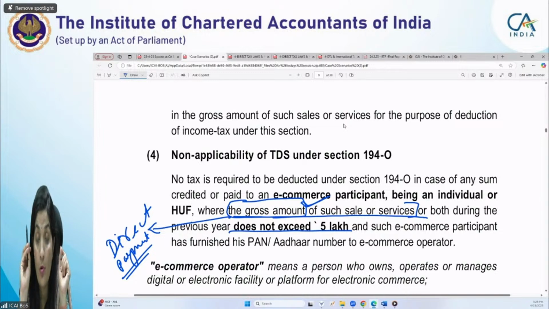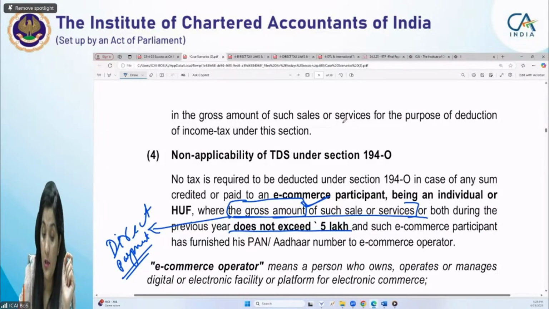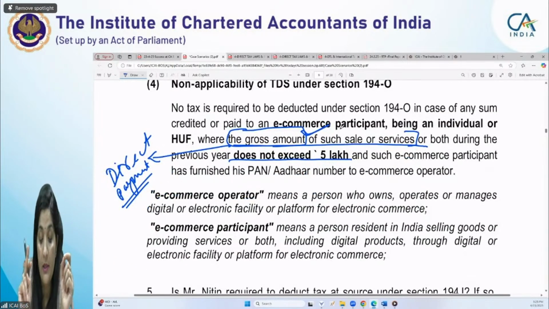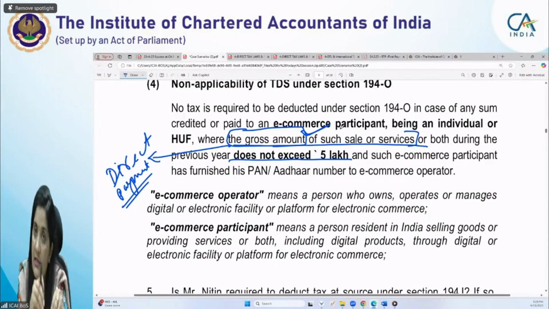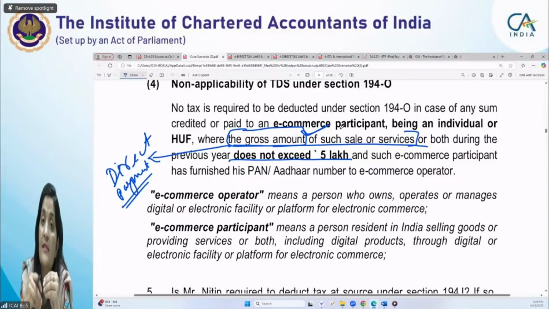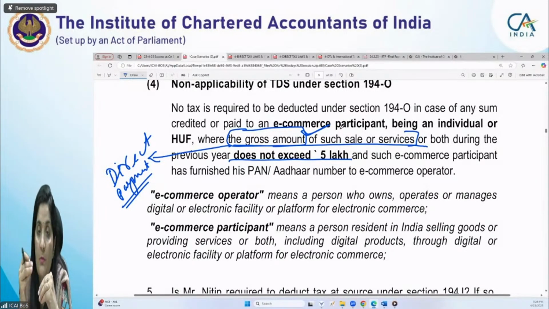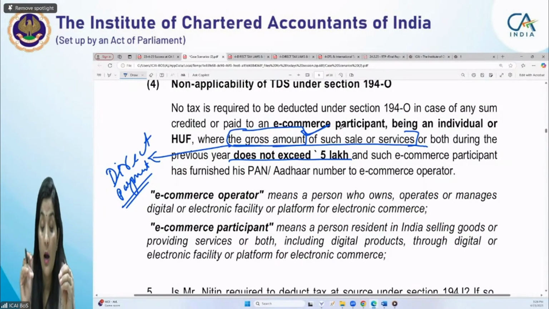This is an important point. Another important point is, for the e-commerce operator, it is not necessary whether the e-commerce operator is a resident or a non-resident. Irrespective of its residential status, whatever be the e-commerce operator, if it is facilitating or providing services through this digital platform to an e-commerce participant, then 194O will be attracted. Okay, this is important. But 194O when will not be applicable?